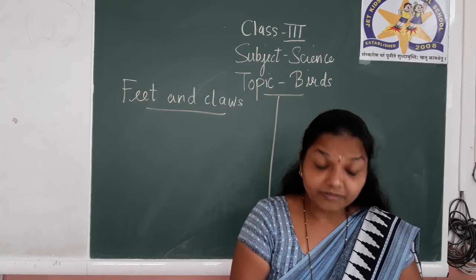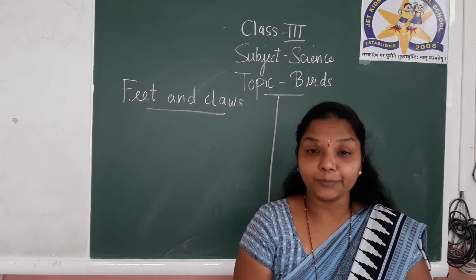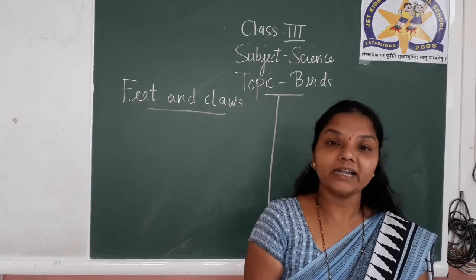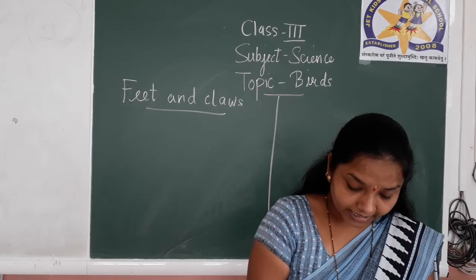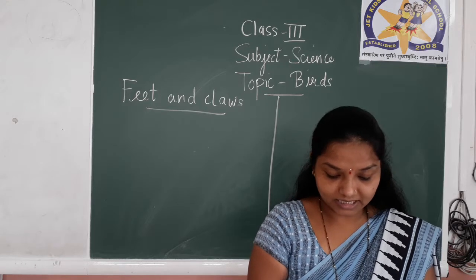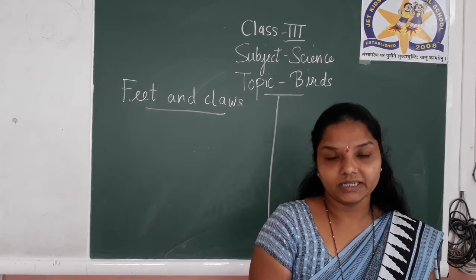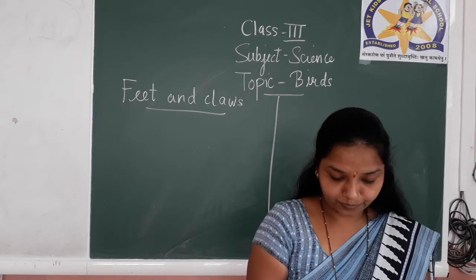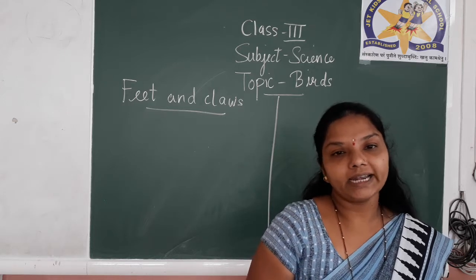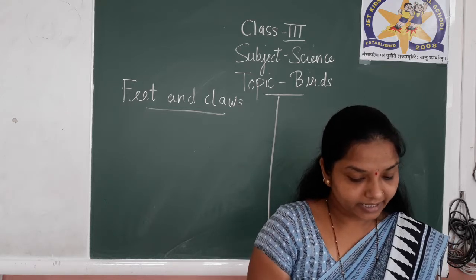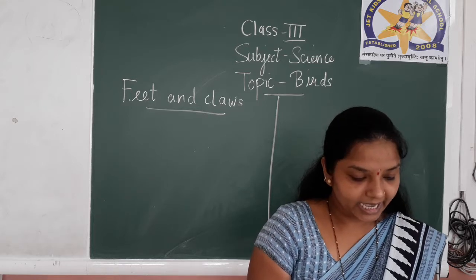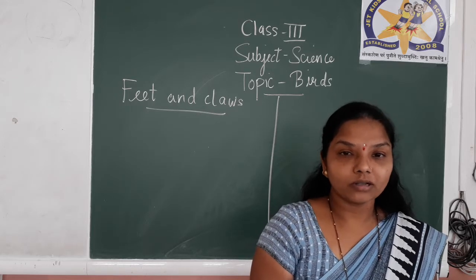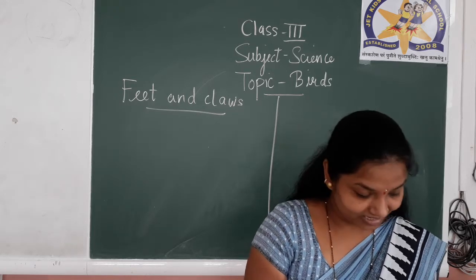The third one is the strong, short and hard beak. The examples are peacock and sparrow. Then the fourth is the long and slender beak. A bird named hoopoe has a long and slender beak. Next is the long, pointed and straw-like beak. The hummingbird has a long, pointed and straw-like beak.